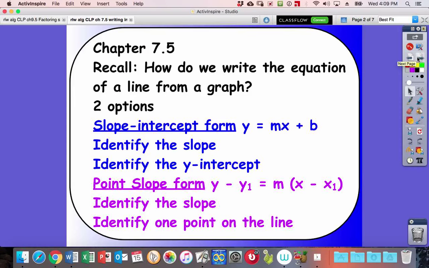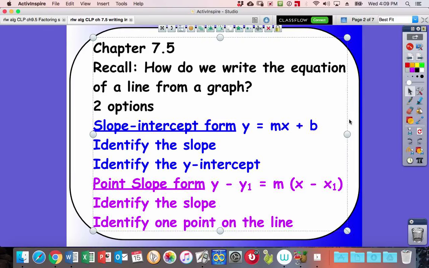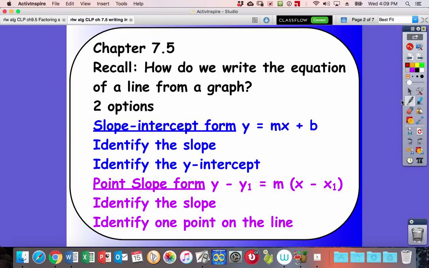You're going to have to recall how to write the equation of a line just from the graph, and you have two options. You can do it in slope-intercept form, where y equals mx plus b. In order to write it like that, you have to identify the slope, and you have to know the y-intercept, so it would have to cross the y-axis.